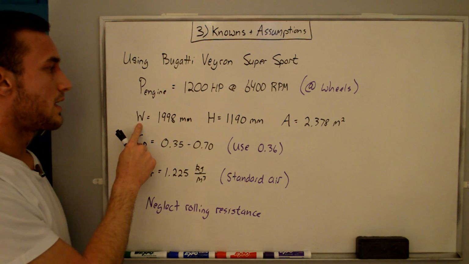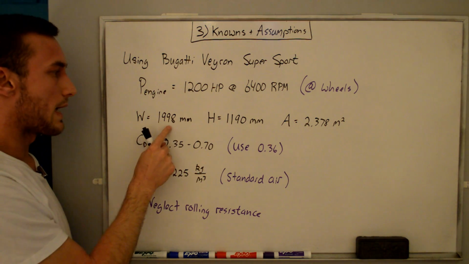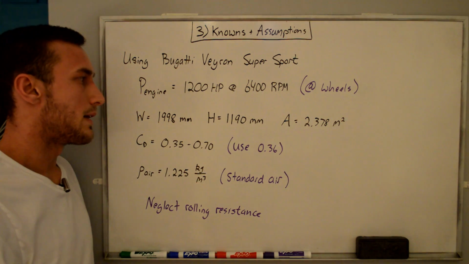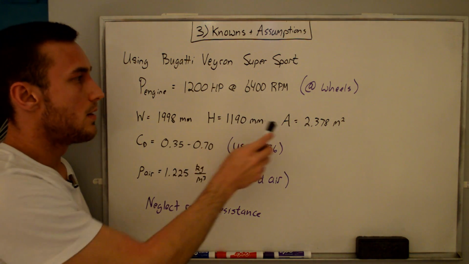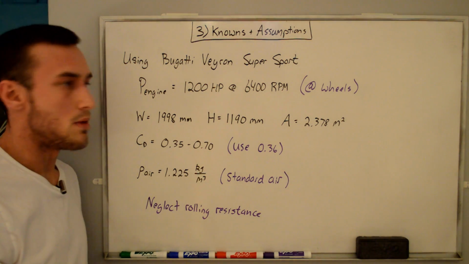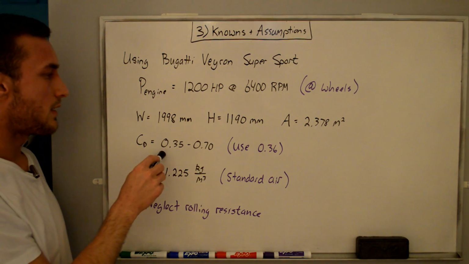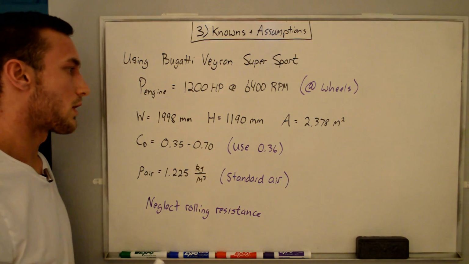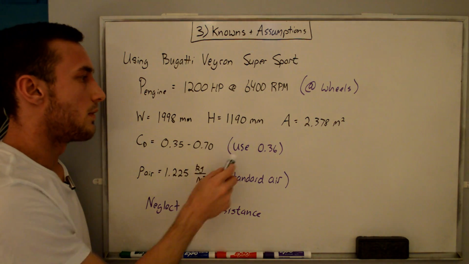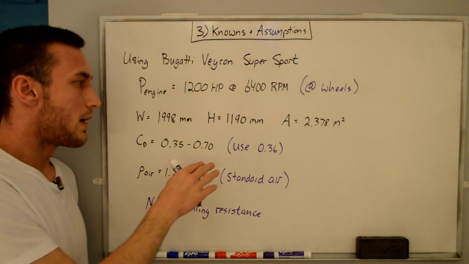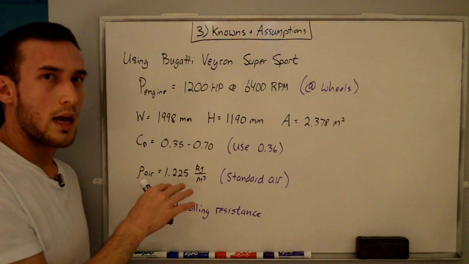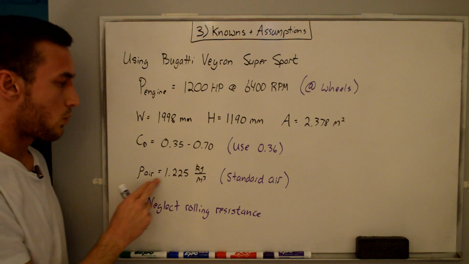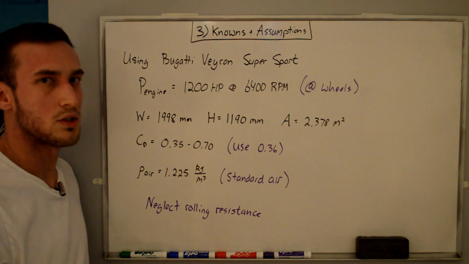The width of the car is given as 1998 millimeters, which is just 1.998 meters. The height is 1190 millimeters, or 1.190 meters. And if you multiply the two together, you get the frontal area of 2.378 meters squared. The drag coefficient is given as a range of values from 0.35 to 0.70, depending on the configuration of the car. And we're going to use an assumption of 0.36 because this is on the lower end of the drag coefficient where we're trying to reach the top speed. You would assume that the top speed would be reached at the lower of the drag coefficients. The density of air we're assuming is 1.225 kilograms per meter cubed. This is a standard air assumption.